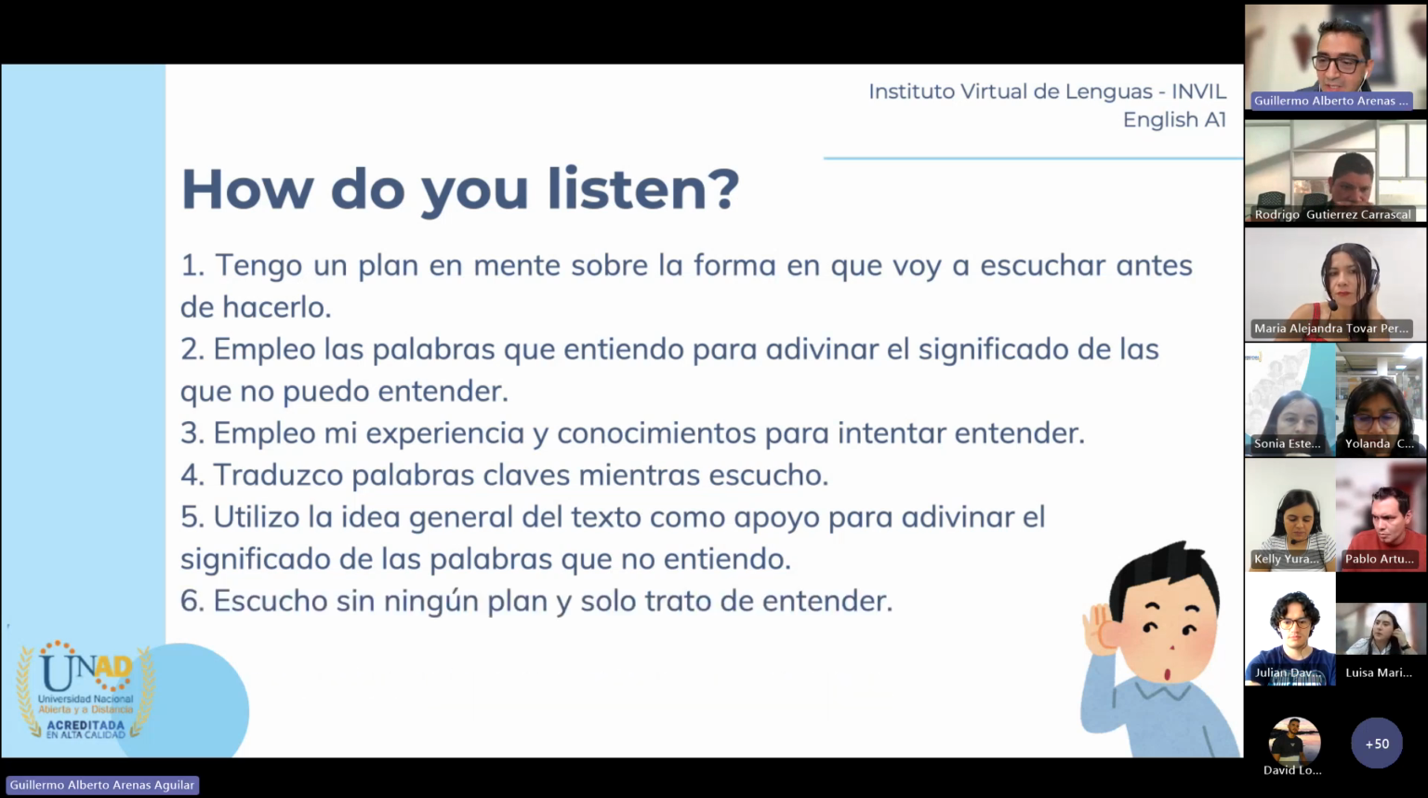And finally, which is most of students probably, I listen without a plan. I just try to understand, right? I have no plan. I just jump into the listening and see what comes up. Okay, so these are some ideas that you can present to the students so they can have different options on how to start listening to audios. Okay, so they can reflect on this, think about this before they jump into a listening exercise.